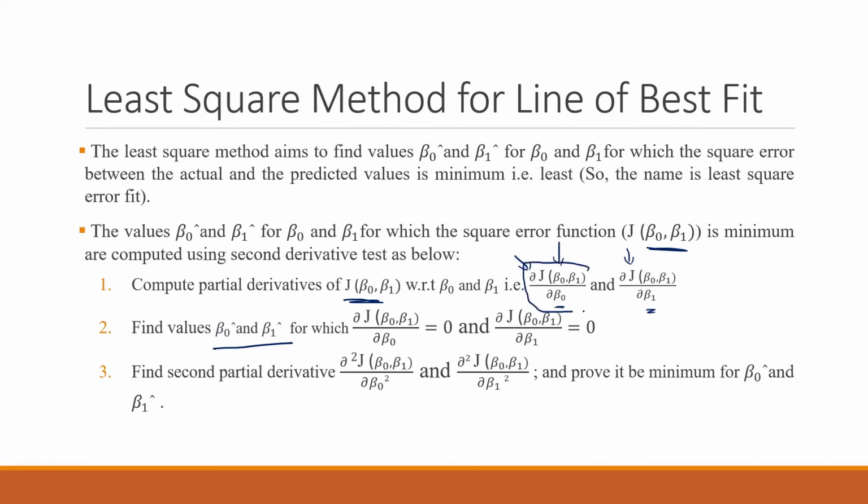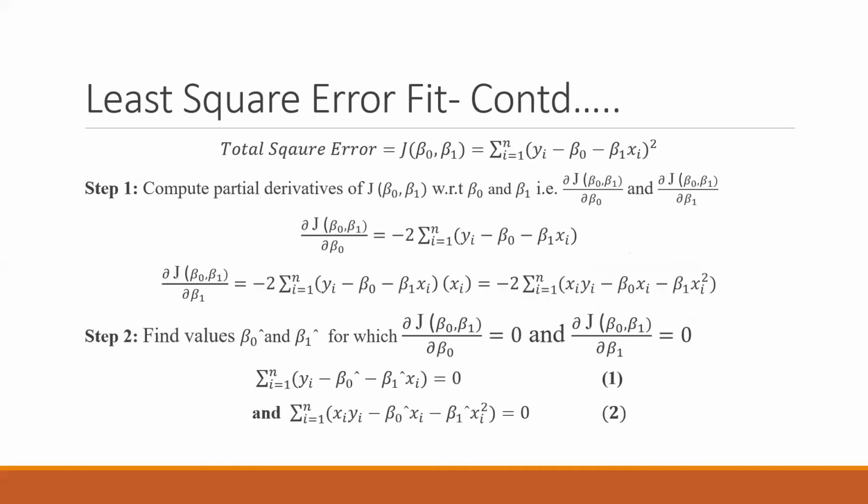Both of these things will be equated to 0, and after that you have to find the second partial derivative, the second order of it. So you again do the derivative. This was the first order, this is my second order, the same thing being done, and prove it to be minimum for beta naught hat and beta 1 hat. So let's see what is being done.